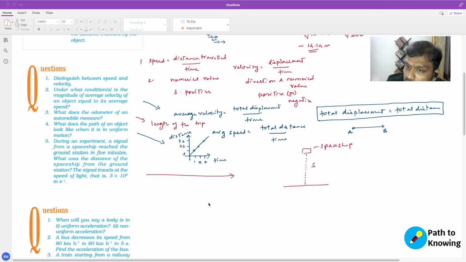We know that the speed at which the signal traveled is 3 times 10 power 8 meters per second. So the speed of the signal is equal to 3 times 10 power 8 meters per second. And we understood that during the experiment, a signal from the spaceship reached the ground station in 5 minutes. So it was able to cover this distance in 5 minutes.